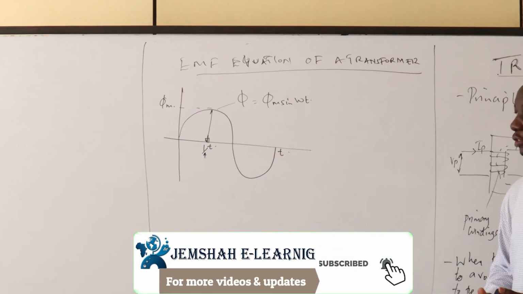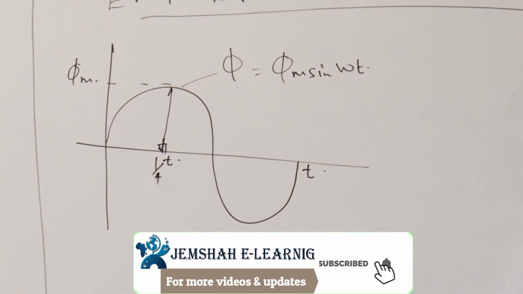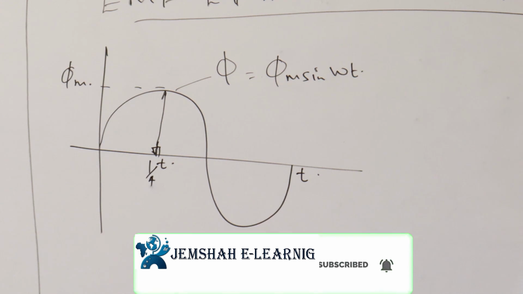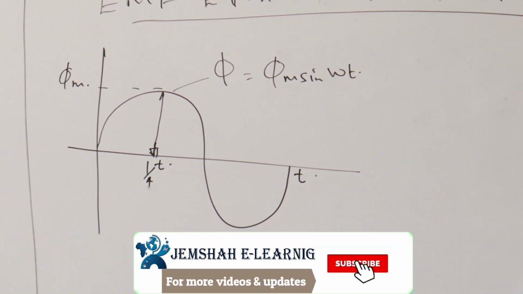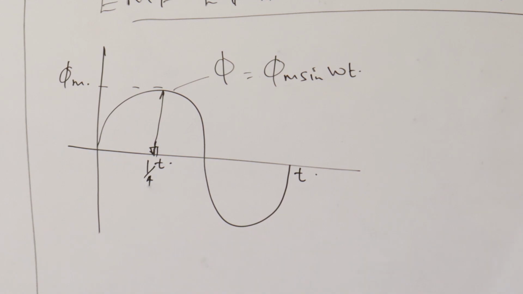So this diagram is expected for us to use in the determination of the EMF equation. You are seeing that the flux oscillates for only a single cycle. When the flux moves for a single cycle, it's very easy because at the end of the day, we shall have a repetition of single cycles.